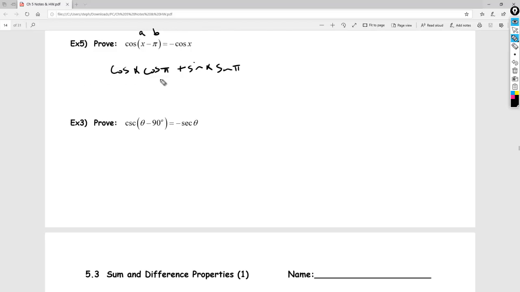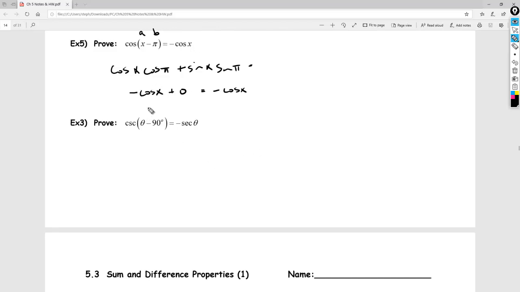Okay, let's simplify this just a little bit. So I know that cosine of pi is -1, so I'll have a negative cosine of x. I know that sine of pi is 0, so 0. And I got to my goal, so I have completed my proof.